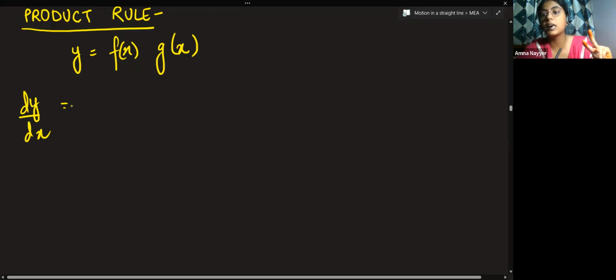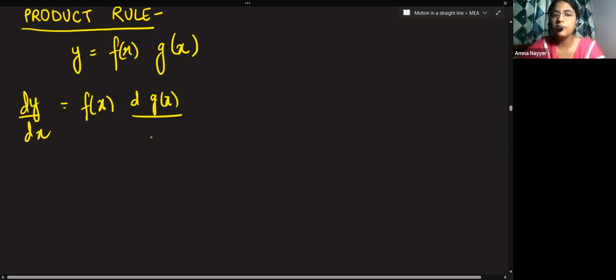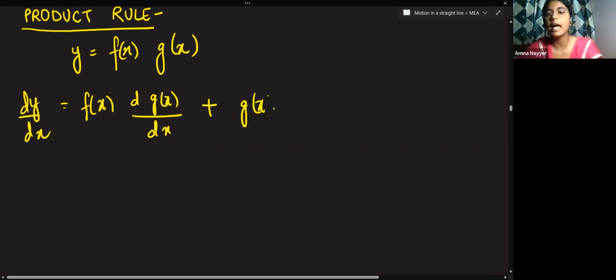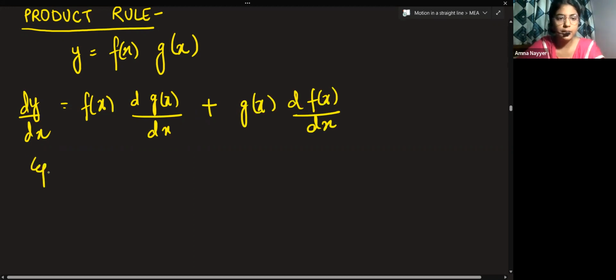So if two functions are given to you, how to solve them? So the method is that keep the first function as it is. Don't disturb the first function, and differentiate the second function the way you have been performing differentiation. Differentiate the second one. Then put a plus sign, means add it. Now keep the second function as it is. Don't disturb the second function. And now differentiate the function which was kept constant earlier, like this. I'll give you an example. Let's take an example.